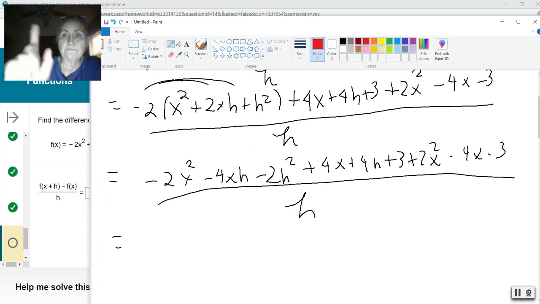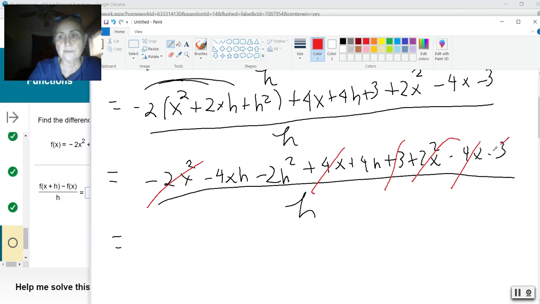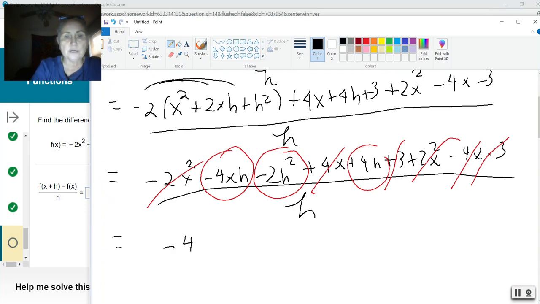All right, I'm going to find all these opposites. Negative 2x squared, positive 2x squared. Positive 4x, negative 4x. Plus 3 minus 3. Everything that's left has an h. Negative 4xh minus 2h squared plus 4h divided by h.